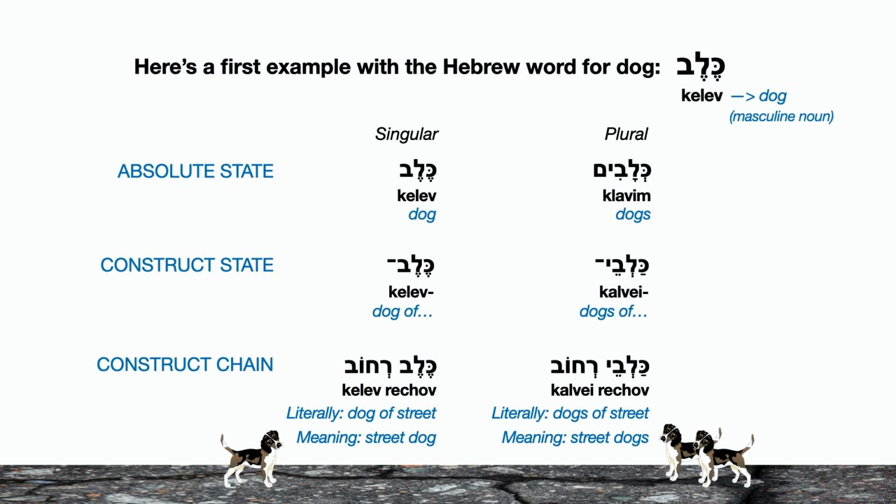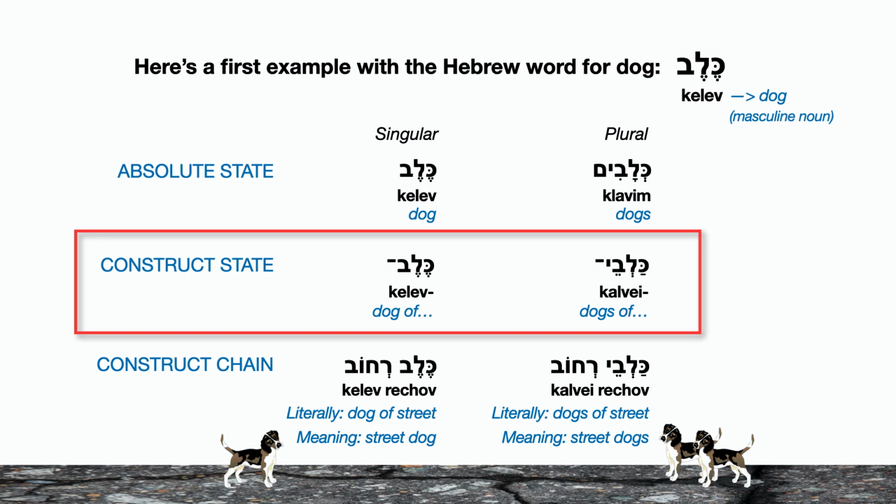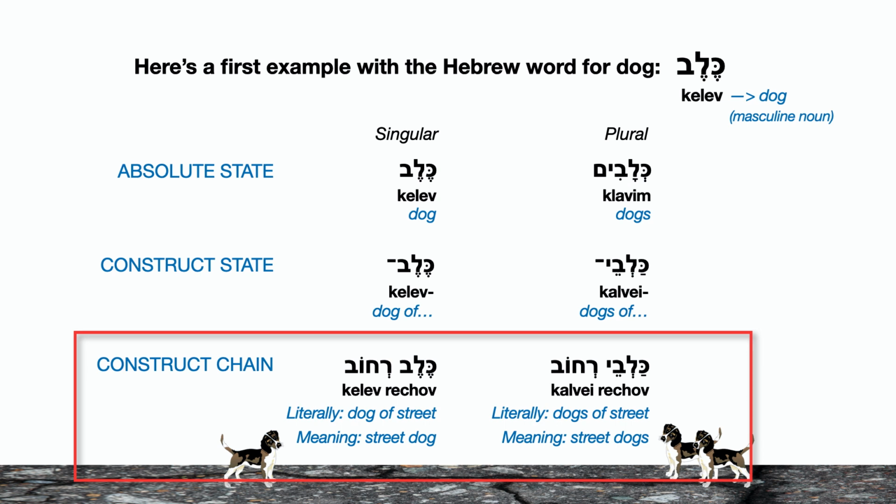Now, when dog, kelev, is in a construct state, it doesn't just mean dog. Kelev plus another noun in a construct chain would mean dog of. And klavim, which means dogs, will adopt the suffix a. So klavim, dogs, becomes klavey. Klavey means dogs of.